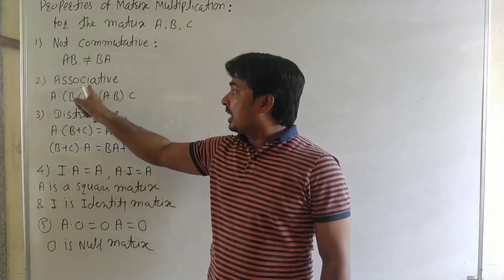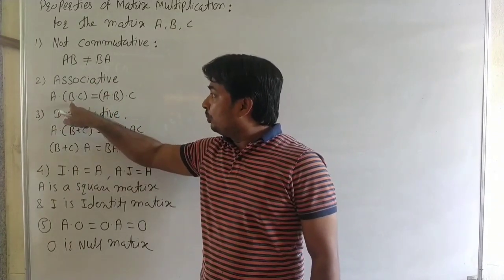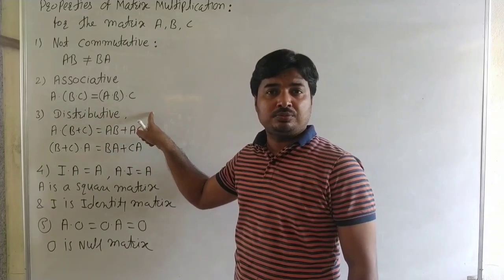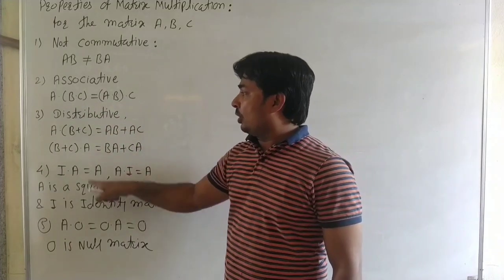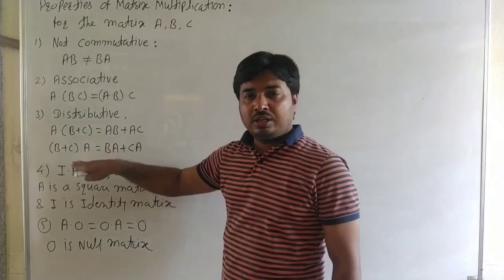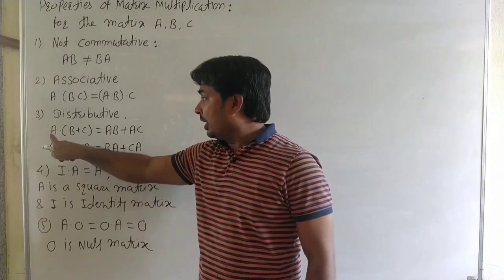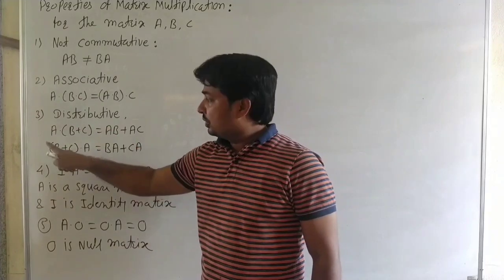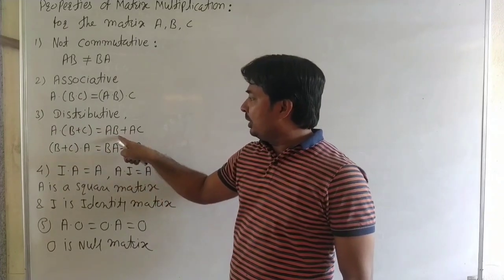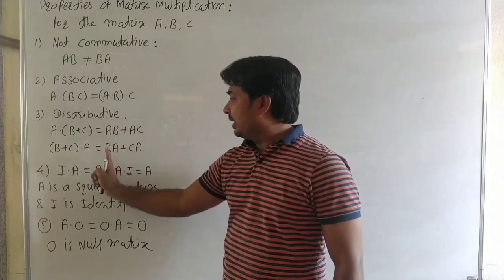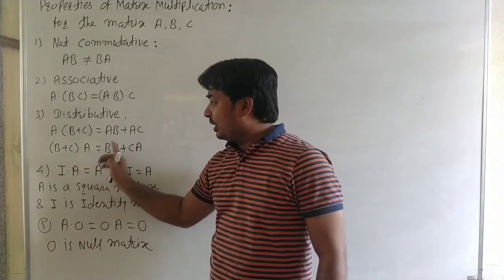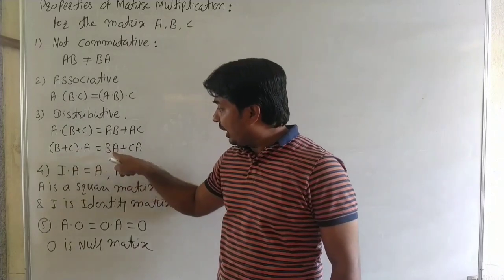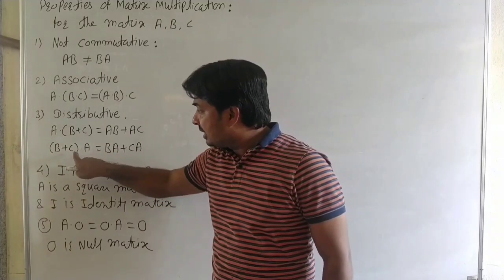In the second, the associative law, A into B into C is equal to A into B into C. And the distributive law has a left distributive law and a right distributive law. See carefully, A into B plus C, from the left, we can write A into B plus A into C. And B plus C into A, it is A from the right, therefore B into A plus C into A.